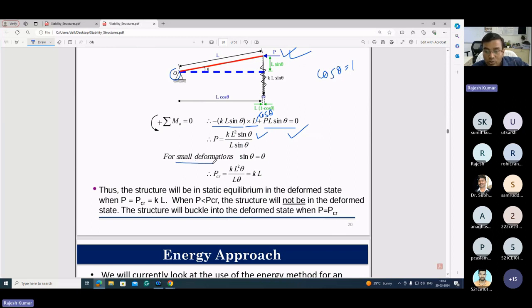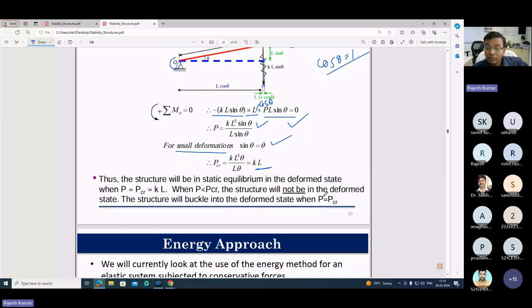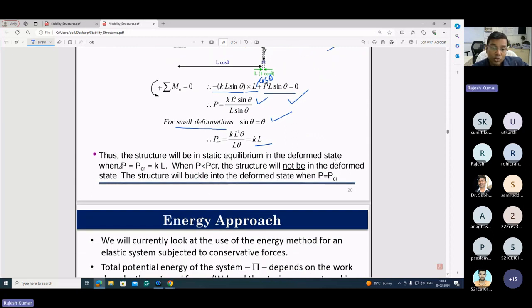For small deformations, what will happen? Sin theta is equal to theta, cos theta is equal to 1. Then PCR will be K into L. Thus, the structure will be in a static equilibrium in the deformed state when P is equal to PCR, equal to KL. When P is less than PCR, the structure will not be in the deformed state. The structure will buckle into the deformed state when P is equal to PCR.